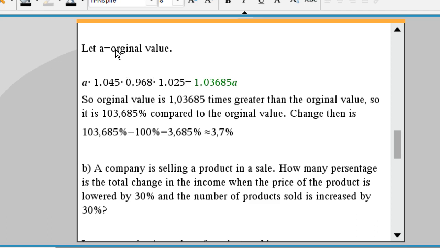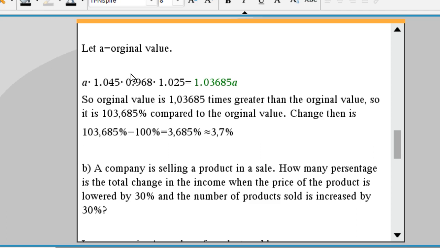We don't know the original value, so we mark that with a letter. A would work perfectly, or any letter. So what happens is we just do those changes in a row. A is the original value. First it is multiplied, or increased, by 4.5%. So we multiply it with this multiplier.